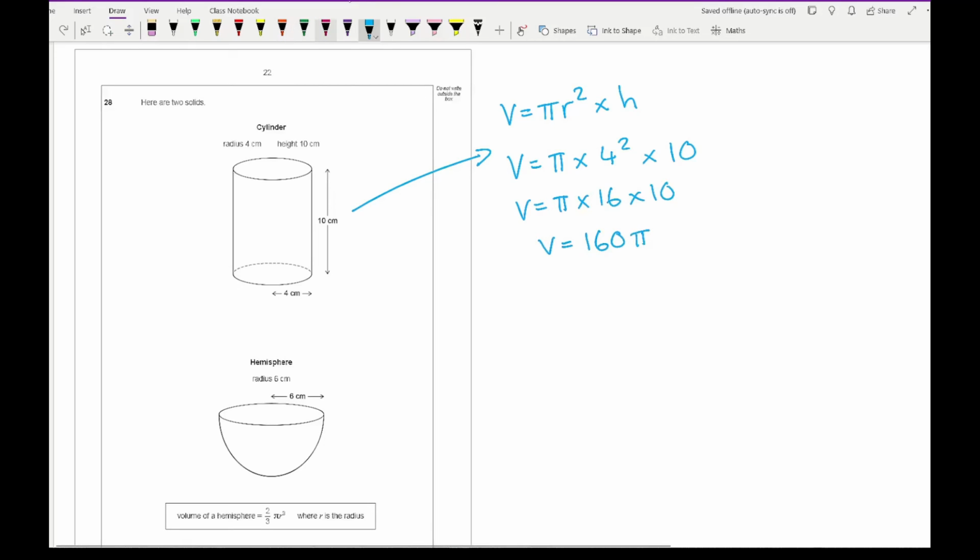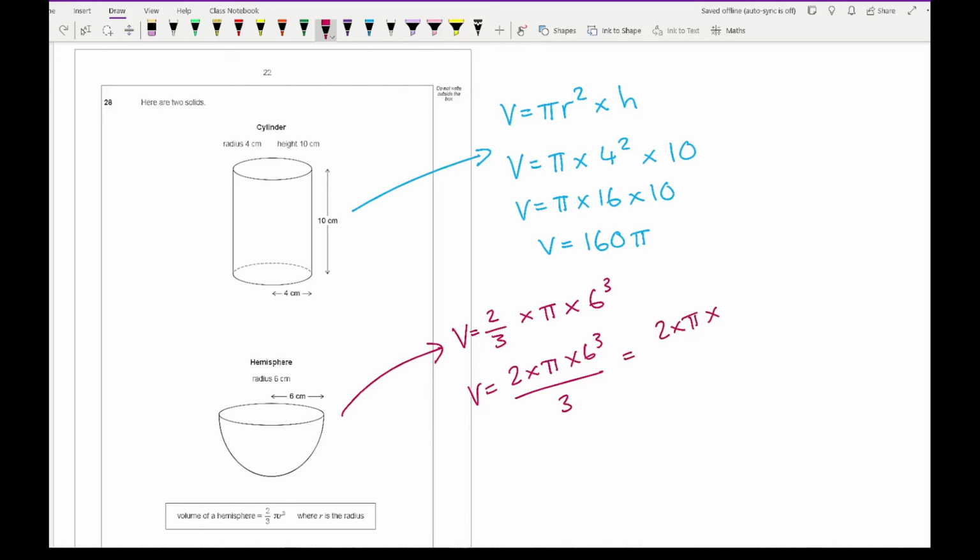Now for the hemisphere, I'm going to use the formula V equals 2/3 times pi times the radius cubed. So for this, I've got V equals 2 times pi times 6 cubed, over 3. Then simplifying that, I get 2 times pi times, now 6 cubed is 216, divided by 3.